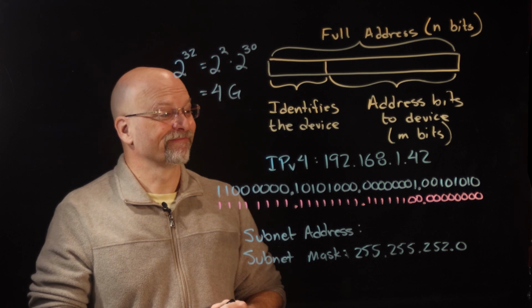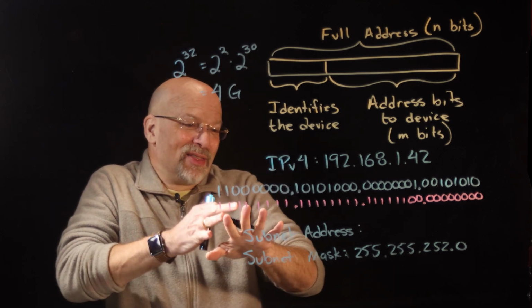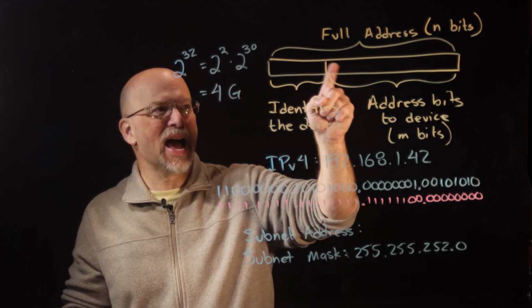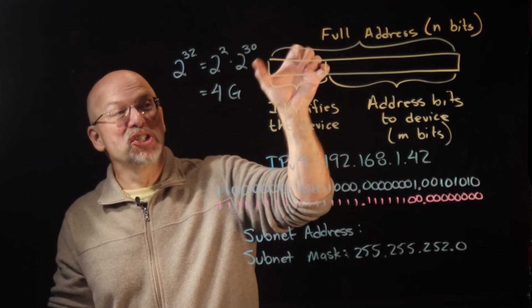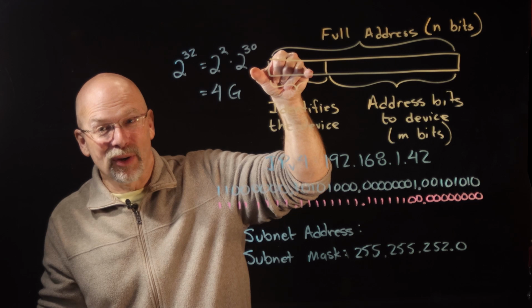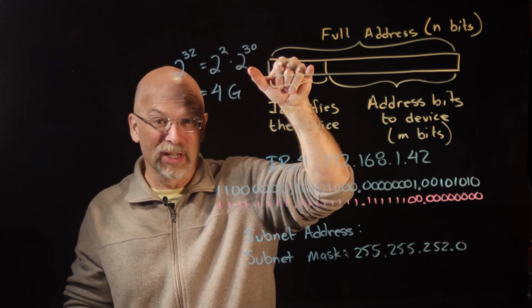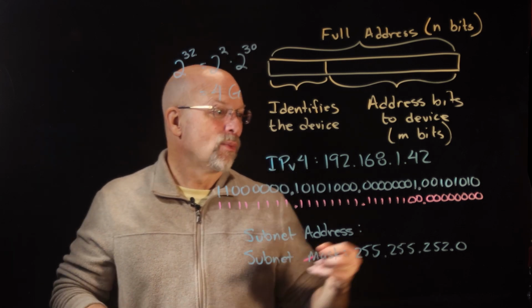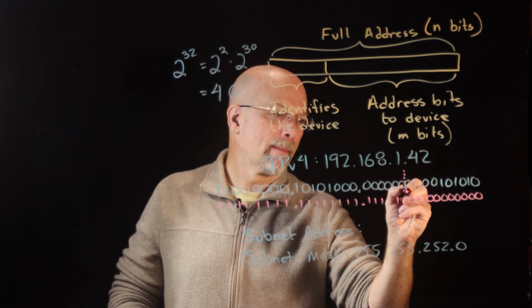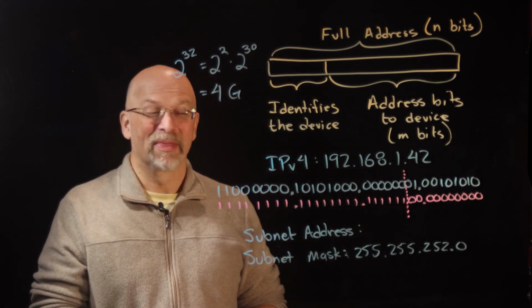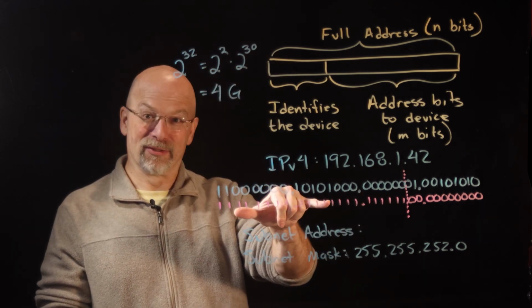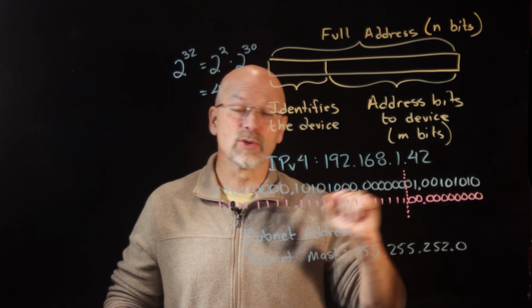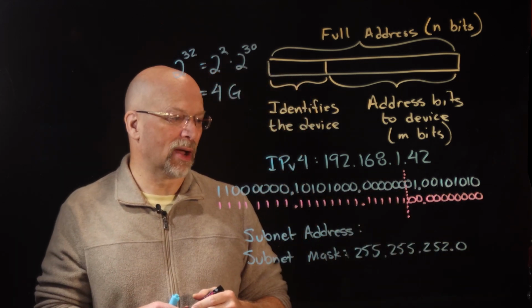Notice anything? Notice how the pattern of ones and zeros in the subnet mask matches this idea where something is different on the upper portion of the address than on the lower portion of the address. What you've got is the line that divides the device identifier or the subnet identifier from the individual addresses within the network.